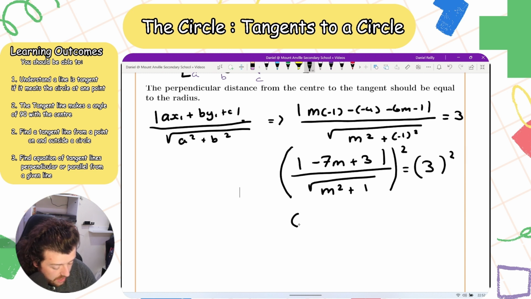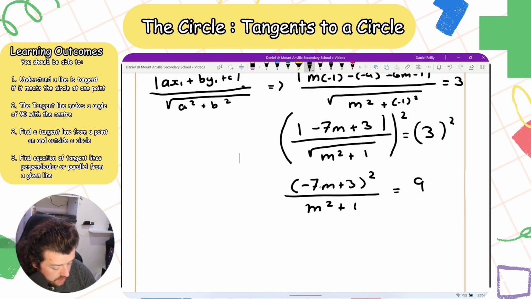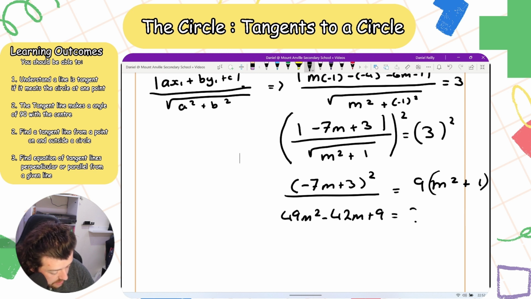So on the top, that will give me minus 7m plus 3 squared all over m squared plus 1 is equal to 9. Multiply across now by this. Bring this over and multiply it by 9. I'm going to have here 49m squared minus 42m plus 9 is equal to 9m squared plus 9. These 9s will cancel out. Bring the 9m squared over. So I have 40m squared minus 42m equals 0.